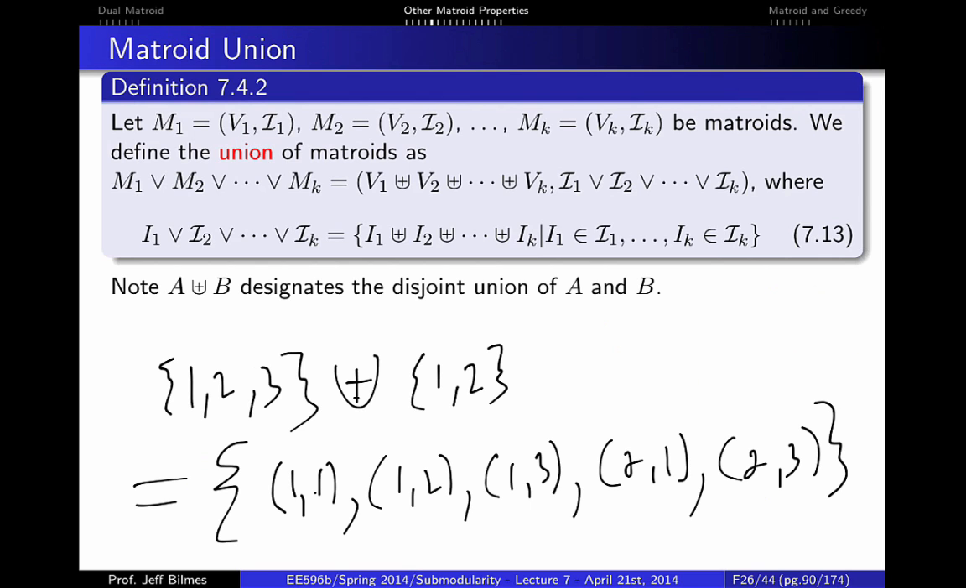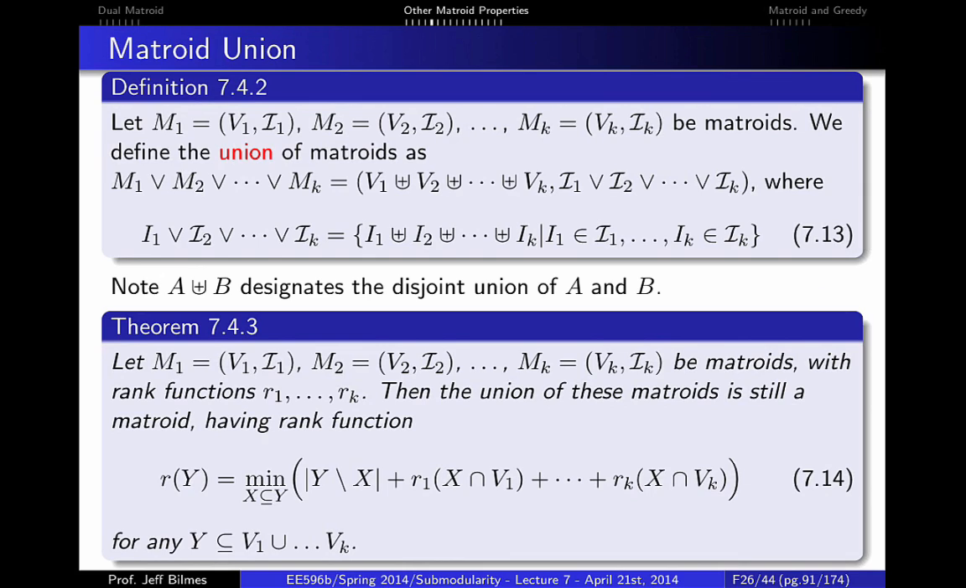And so the disjoint union of the independent sets are the same. Now the rank function takes this form. It's another form of minimization. The union of matroids is still a matroid, and it has an interesting looking rank function, which is this, which is another form of minimization.